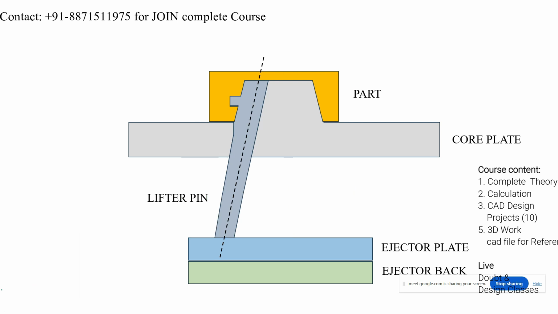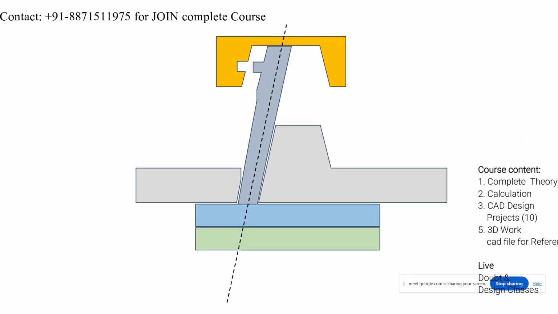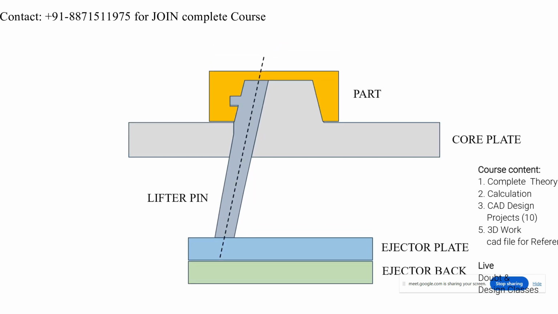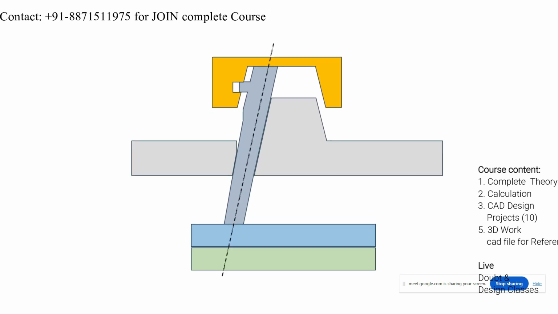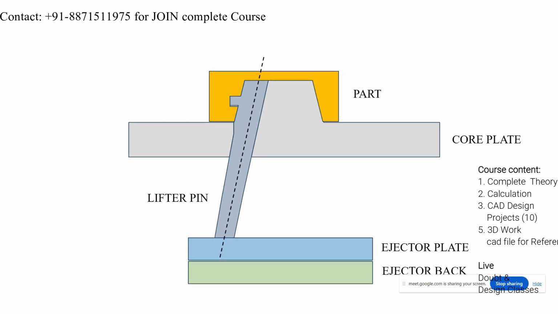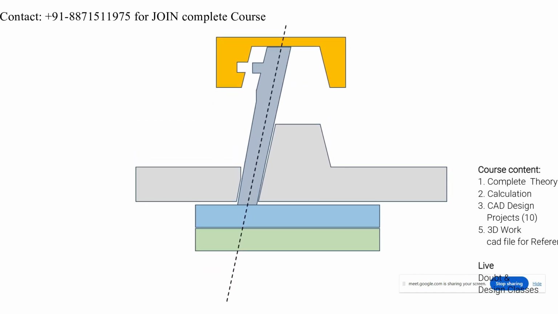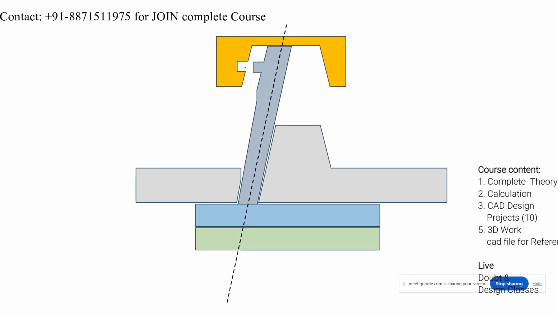Now see the movement. This is the component, this is the core plate, this is the ejector plate or ejector back plate, and this is the lifter pin, which is also known as the form pin. See how it is working. Basically the lifter has two movements: one is the horizontal movement and one is the vertical movement. The vertical movement is by the ejector grid. Because of this angle, if this point is moving, then this point also will be moved, right?